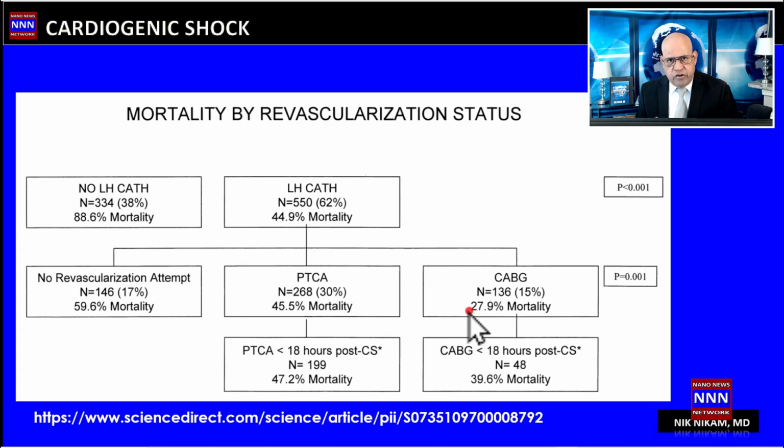Whereas if these patients go for coronary artery bypass surgery, even considering the added stress and strain of cardiac surgery, still the outcomes are exceptionally acceptable, in that in the patients who went to coronary artery bypass surgery, the mortality was 27.9%. And those who had the coronary artery bypass surgery less than 18 hours following cardiogenic shock, the mortality was 39.6%. So there is a little message here: if you stabilize these patients for 24 to 48 hours, get them a little more stable, then the mortality may be a little bit lesser.